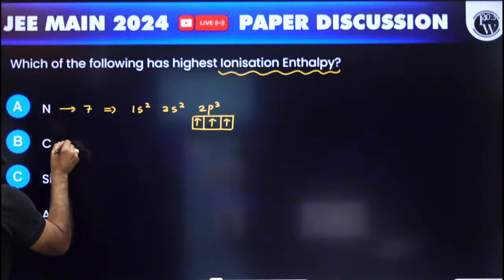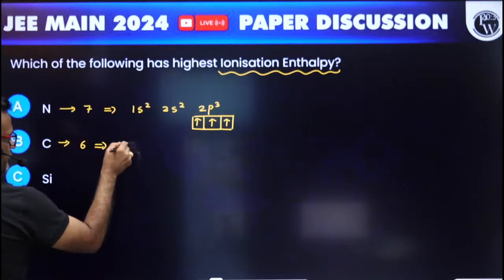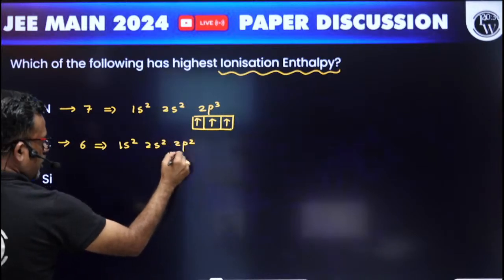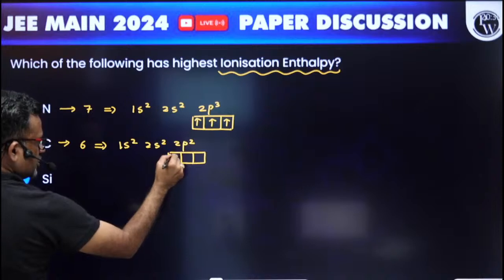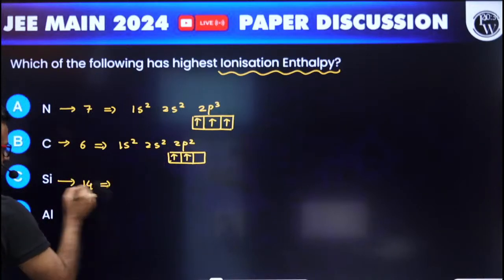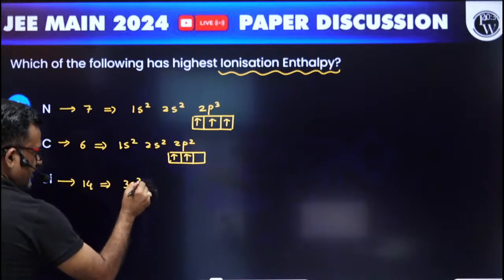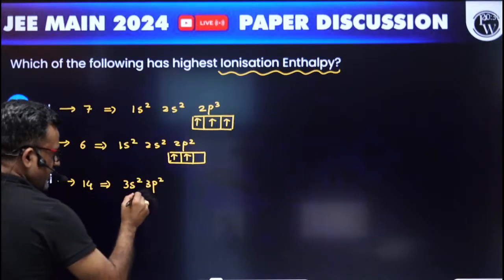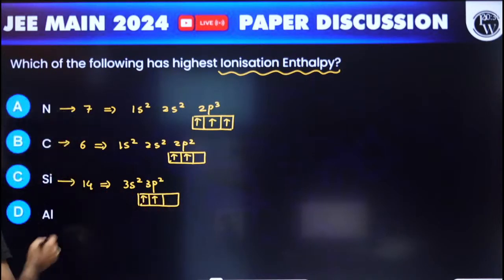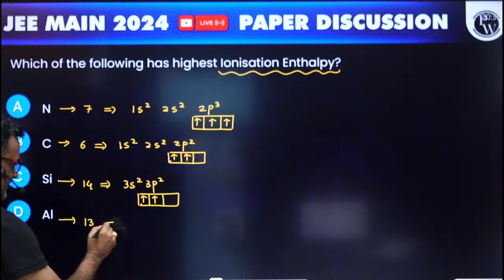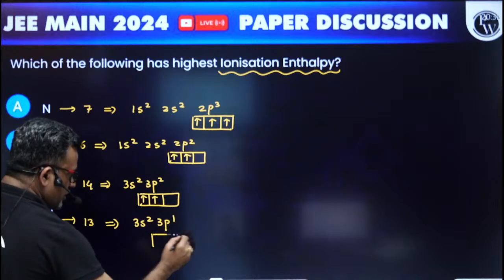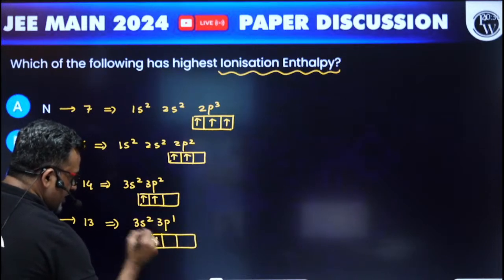What about carbon? Atomic number being 6, its configuration is 1s2, 2s2, 2p2. So the outermost orbital configuration is 2p2. What about silicon? Atomic number being 14, outermost configuration is 3s2, 3p2. So the outermost orbital configuration is 3p2. Aluminium, atomic number being 13, configuration would be 3s2, 3p1. So the outermost orbital is 3p1.